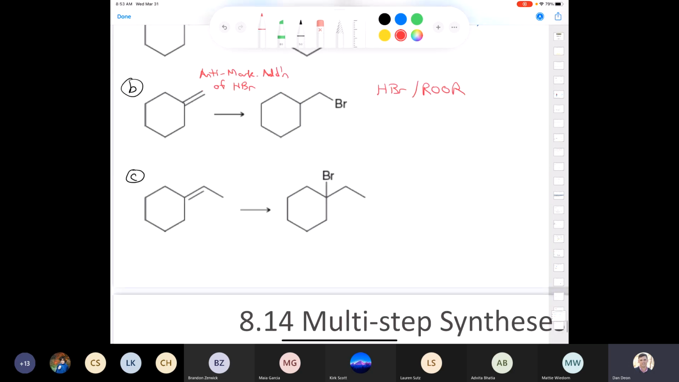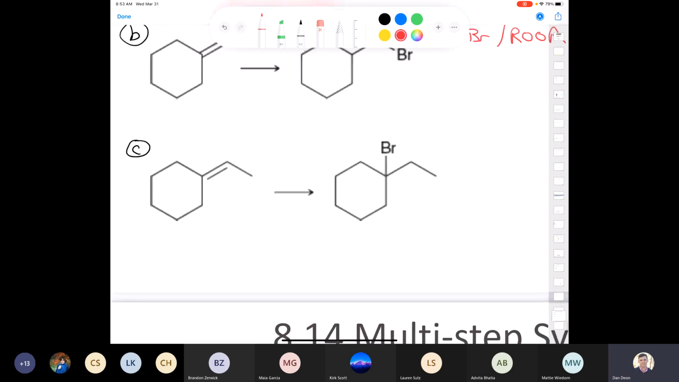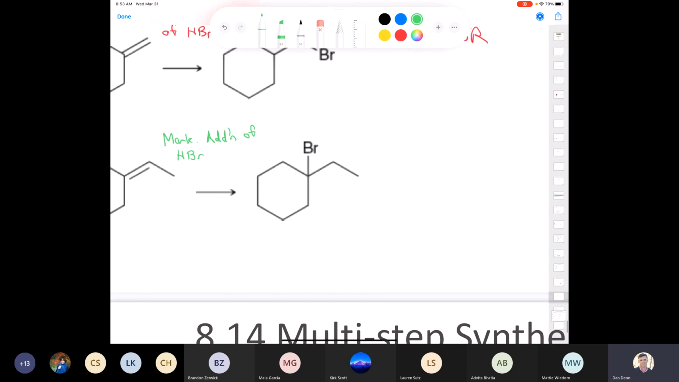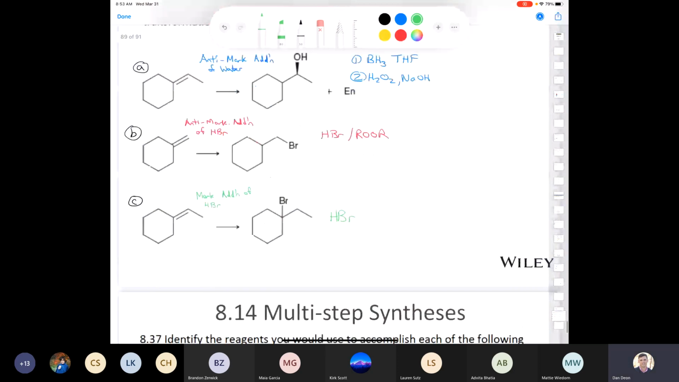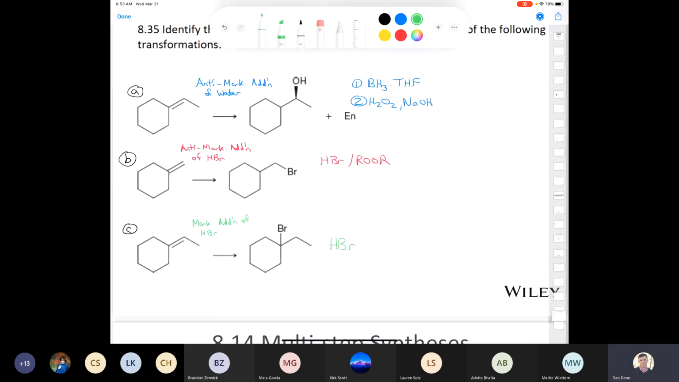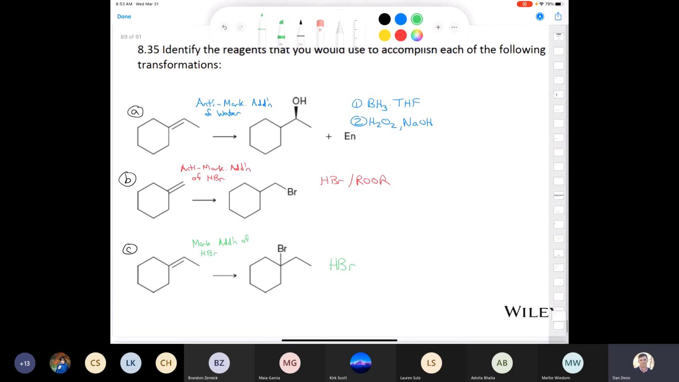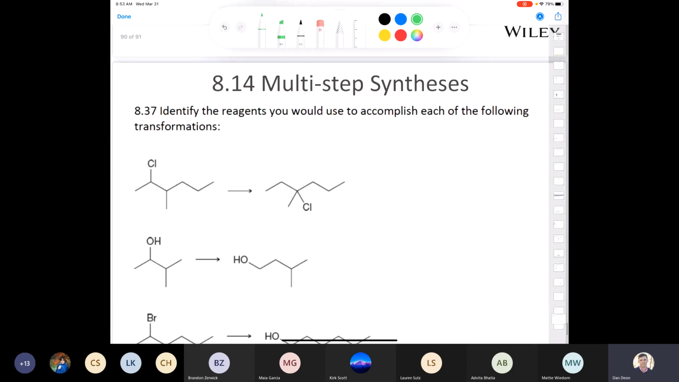All right, what about the next one? The next one, could anybody tell me what I would use or what's going on here? Any information would be appreciated. Yeah, Josh just says throw HBr at it, right? Because the next one is a Markovnikov addition of HBr. So all we need for that is just HBr, nothing else. There we go. So as the class progresses, you're going to see more and more questions like this, where you just have to come up with the reagents.